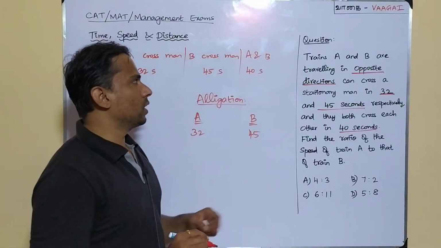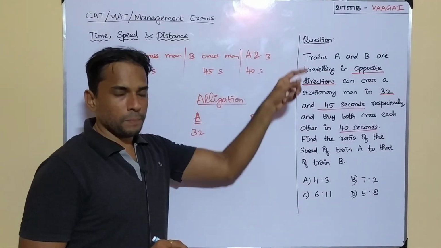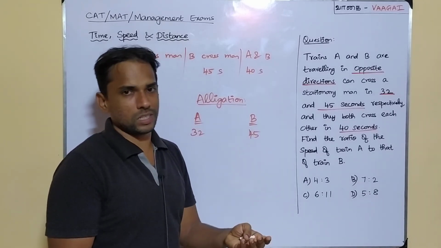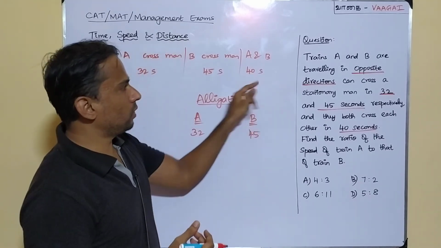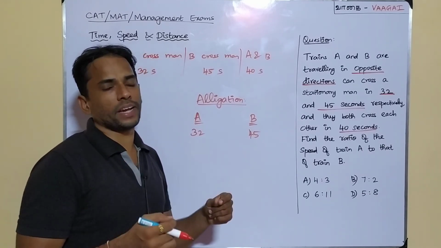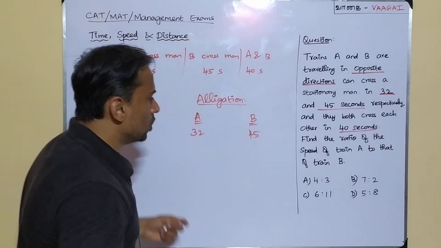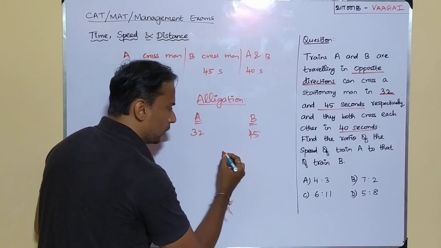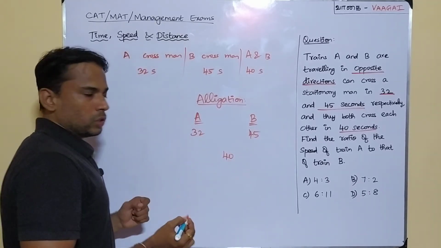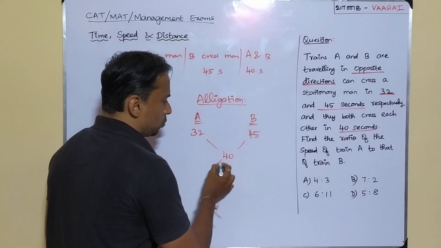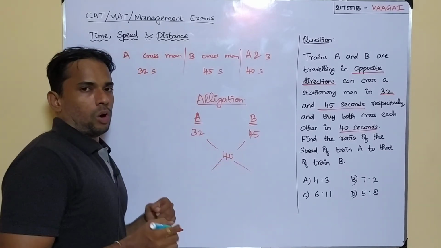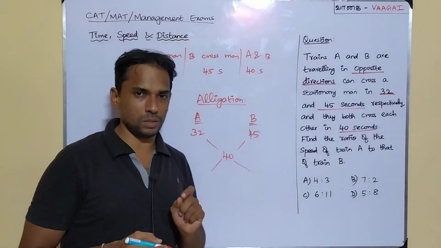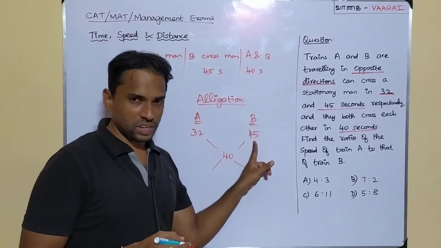And now what I can do here is, trains A and B, when they run in opposite directions, what time are they taking? They are taking 40 seconds to cross each other. Is it or not? So that 40 seconds, let me put in between, a little below. Now I am going to use alligation. So just put these alligation marks, and whenever we use alligation, we always have to start from the greatest number. So here this 45 is the greatest number.